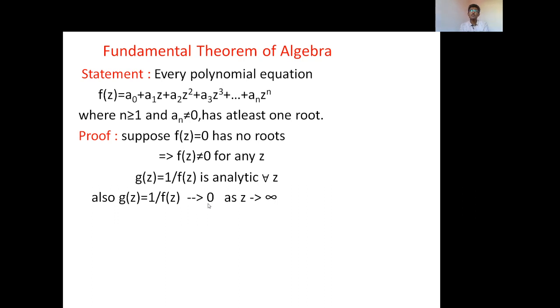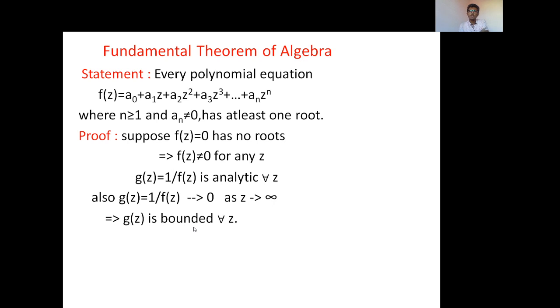As z tends to infinity, g of z tends to 0, which means g of z is bounded. Since it is analytic for all values of z, and g of z is bounded as z tends to infinity, g of z is bounded for all values of z. So we use the contradiction method: f of z is not equal to 0 for any value of z, since g of z is bounded for all values of z, and g of z is analytic and bounded.